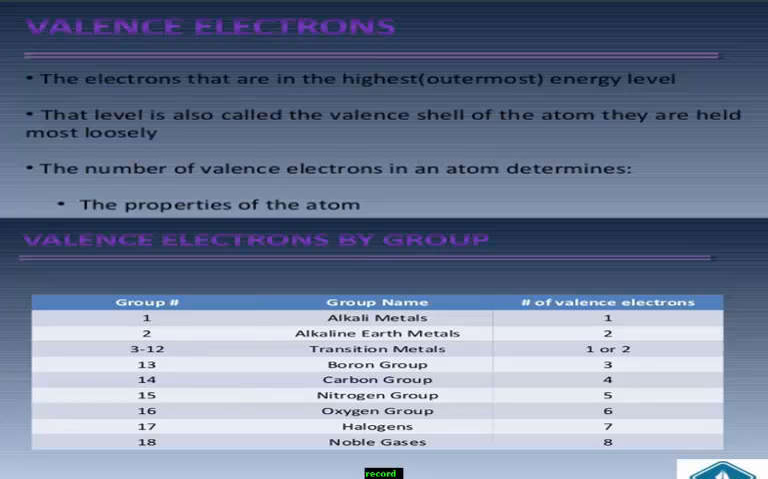Students, in the chemical bonding chapter, first we concentrate on the concept of valence electrons. What are valence electrons, students? This is the basic point. The electrons that are in the higher energy level. Yes, we know from the theory classes how you define valence electrons. Valence electrons are the electrons present in the valence shell, the electrons present in the outermost shell.